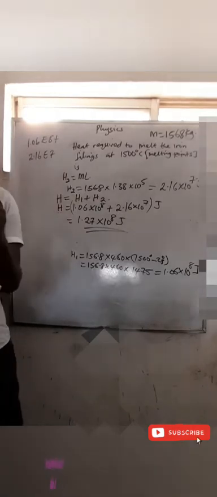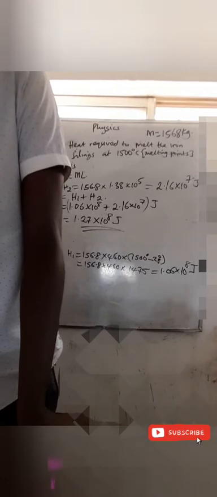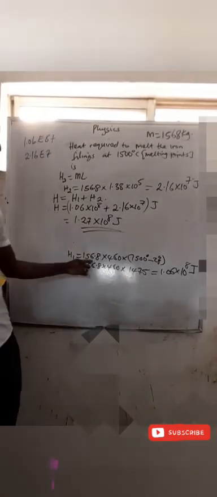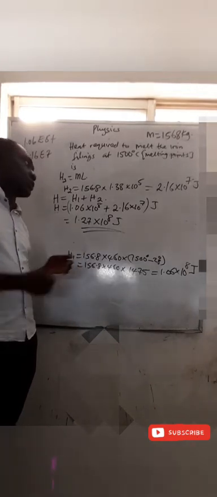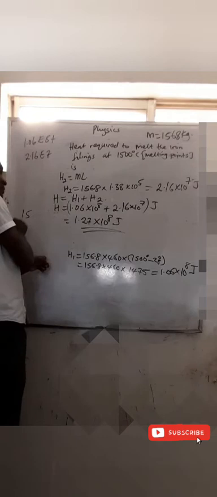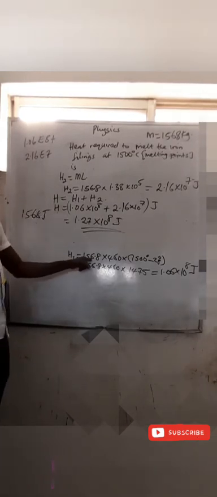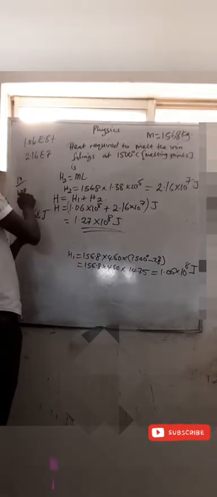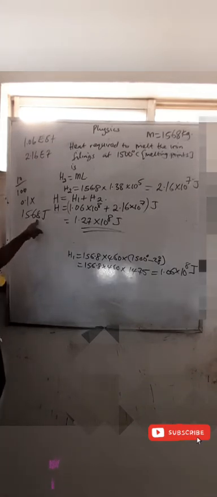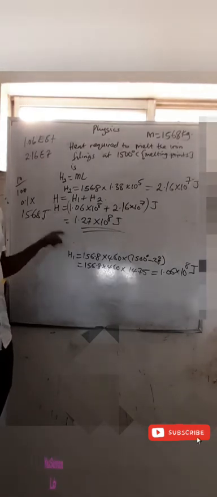Is there any question? Okay, what's your question? Required to melt 10% of the iron. So we calculated 10% of the iron to be this, the mass of the iron that we got. What was the mass of the iron that we got? We got 1,568. So 10% of this is 0.1 times that. That gives us 156.8. We calculated that.